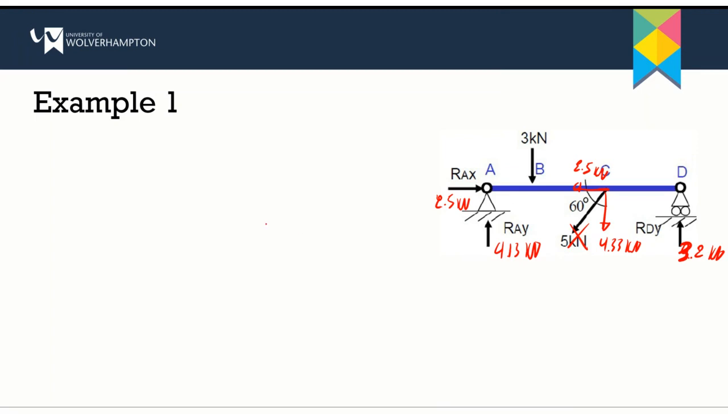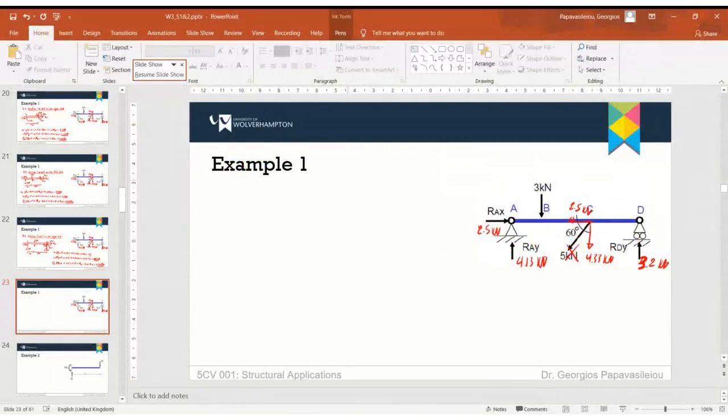There is only one point left. It is point D. So let me just write over here the section a bit to the left of D. Now, what I will do is to just repeat what we have already seen. However, we will see that it is possible to select any part of the structure and get exactly the same results.